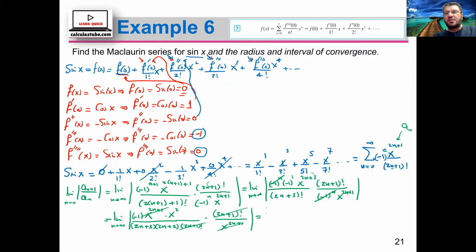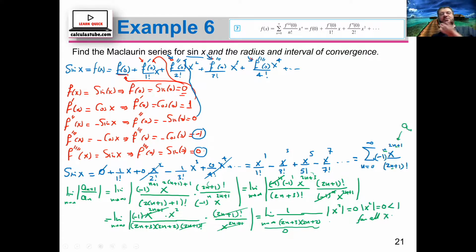So I'm left with the limit as n goes to infinity. We don't care about the minus anyway, by the way, remember that? So I have 1 over 2n plus 3 times 2n plus 2, and this is times the absolute value of x squared. But we know that this limit is 0. So we get 0 times x squared, which is 0, which is always less than 1 for what? For all x. So this limit is always less than 1 for all x.